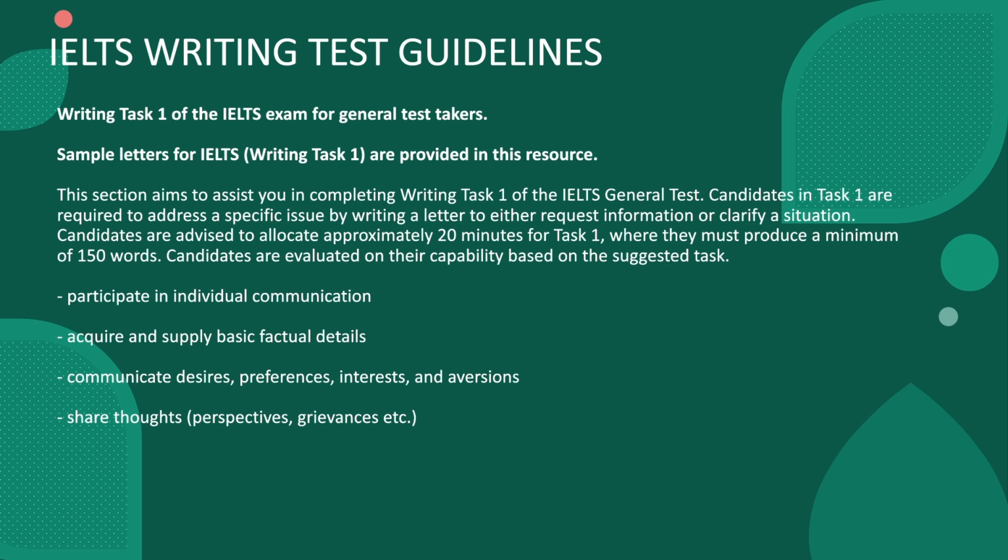Sample letters for IELTS writing Task 1 are provided in this resource. The section aim is to complete the writing test in the general test, and it is required to address a specific issue by writing a letter. Either it would be to request information or clarify a situation. Candidates are advised to allocate 20 minutes for Task 1, with a minimum of 150 words.